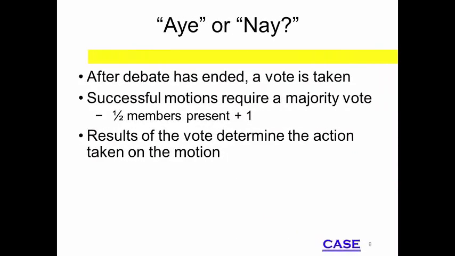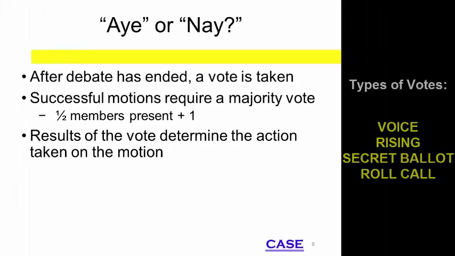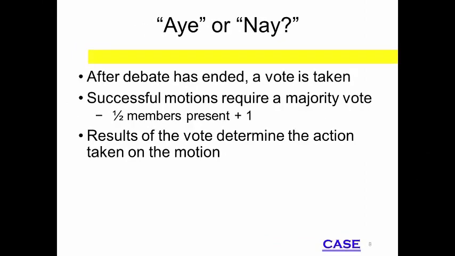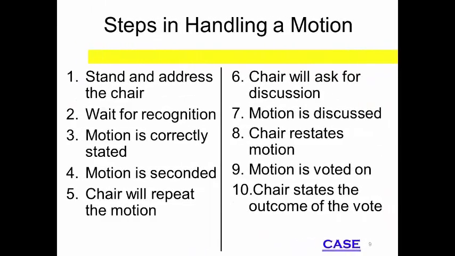Regardless of how the debate or discussion goes, members may vote for or against main motions. The chair may call for a voice vote, a rising vote, a secret ballot, or a roll call vote. Following the vote, the presiding officer will announce the outcome of the vote. The 10 basic steps to follow for a simple main motion are shown here.